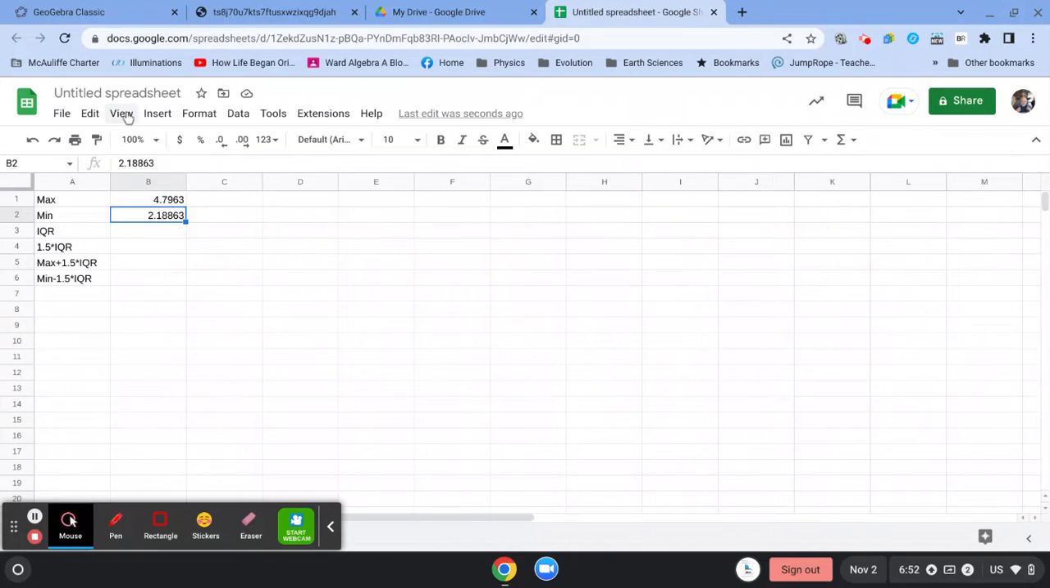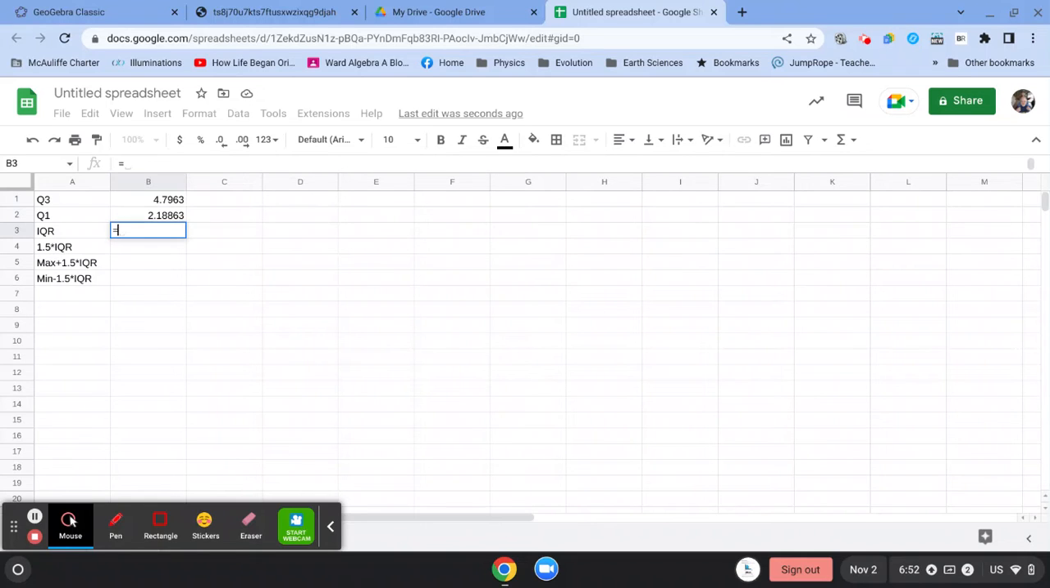Okay, so I've grabbed the maximum and the minimum, and I put it in a Google Sheet because I find it a little easier to maneuver this sort of thing. So I'm going to first find the interquartile range, which actually, I'm sorry, that is not the max and the min. That is Q3 and Q1. Okay, so I've grabbed the quartile 3 and the quartile 1.